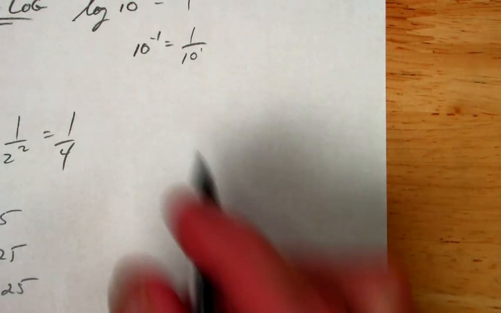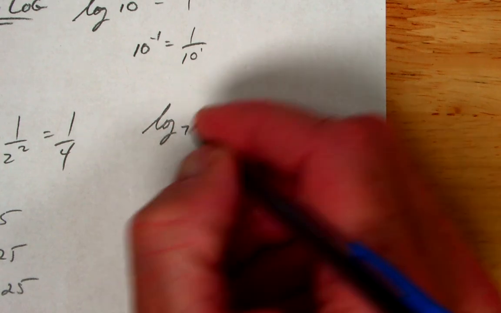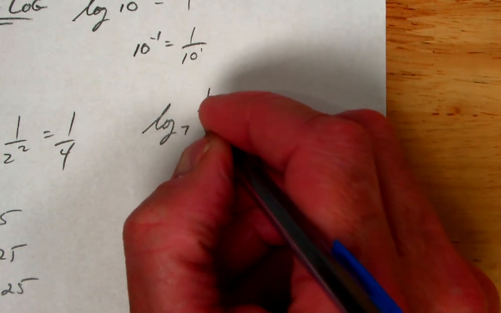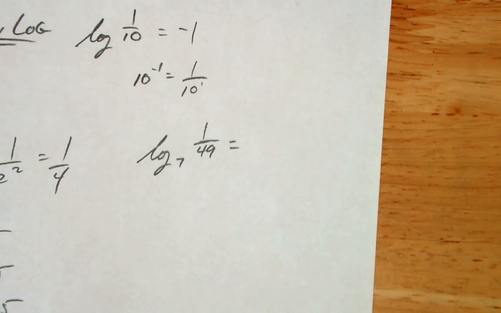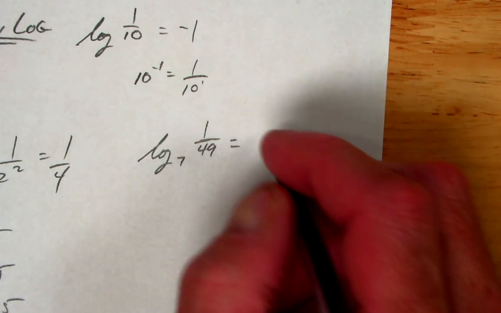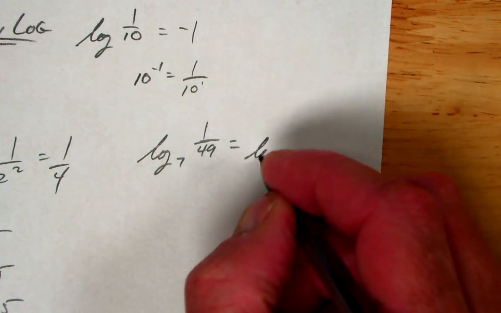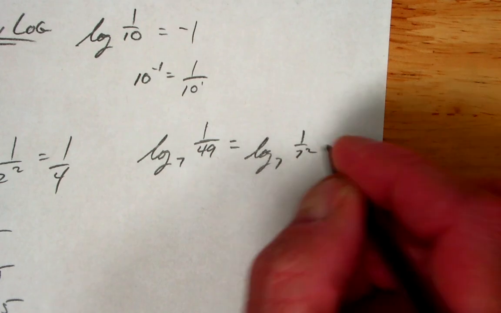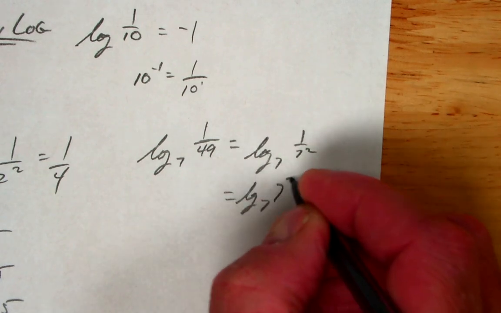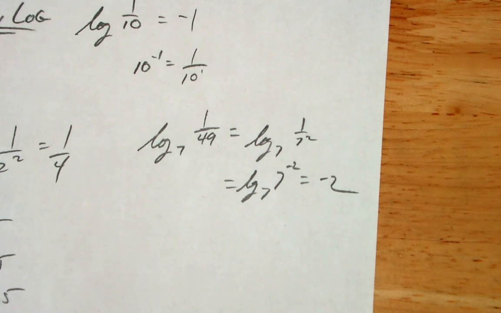Let's try a couple more. Log base 7 of 1 over 49. Just reinforcing a couple things here. No, 7 to the 7th is a huge number. Another way, here's what you could do. You could rewrite this as log base 7 of 1 over 7 squared, which is log base 7 of 7 to the negative 2. So then our answer is negative 2.